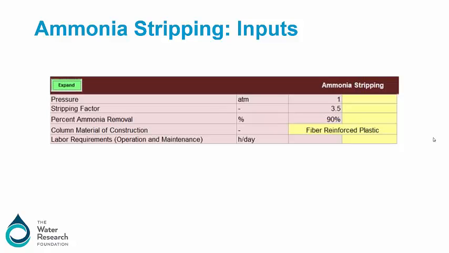The user can choose between carbon steel, stainless steel, or fiber reinforced plastic, FRP. FRP works well for atmospheric pressure and is much cheaper, although for high pressure applications, steel may be needed.